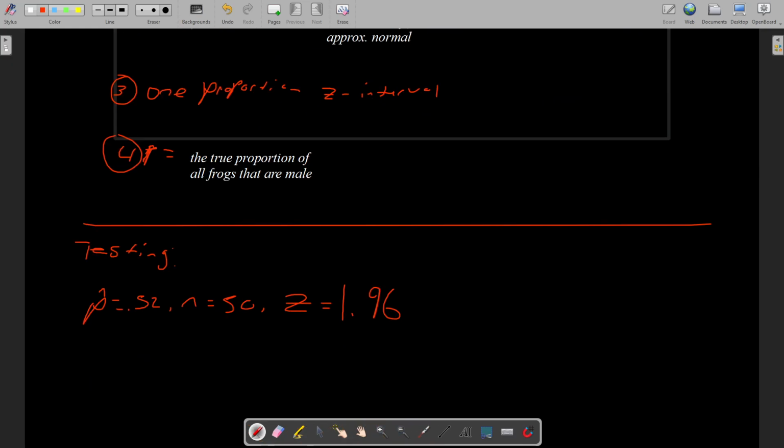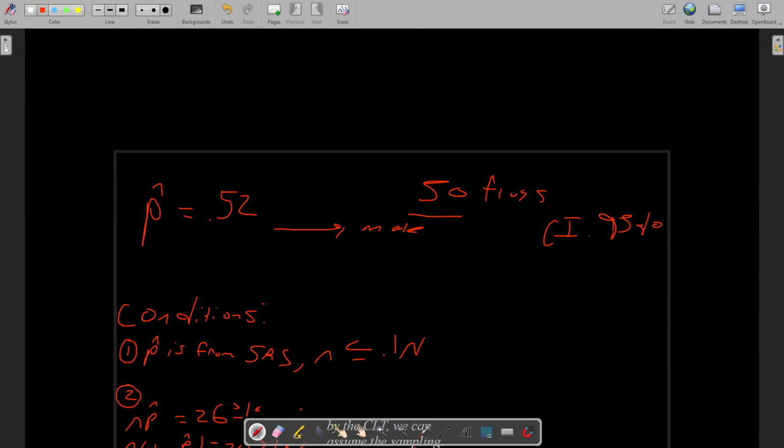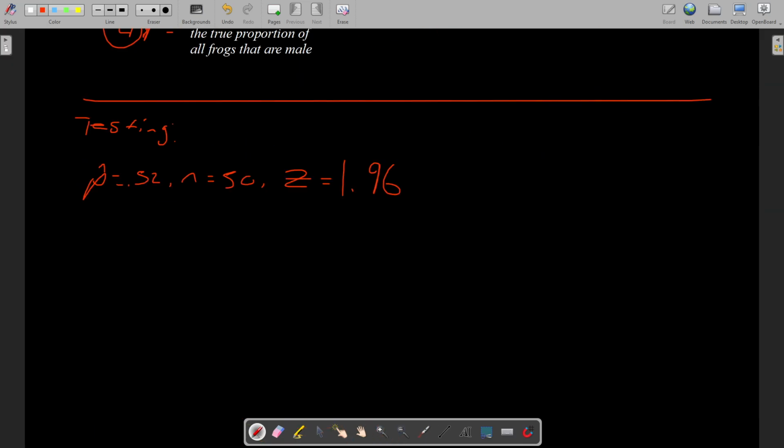This is just how many standard deviations away from the mean leaves us with 0.025 on each side. Because if you double this and add it with what's in the center, which is our 95%, then we would get 100%. So that's how much is on each side, 0.025. So z equals 1.96.